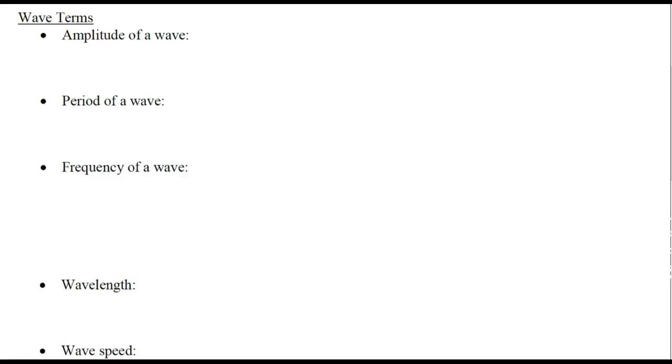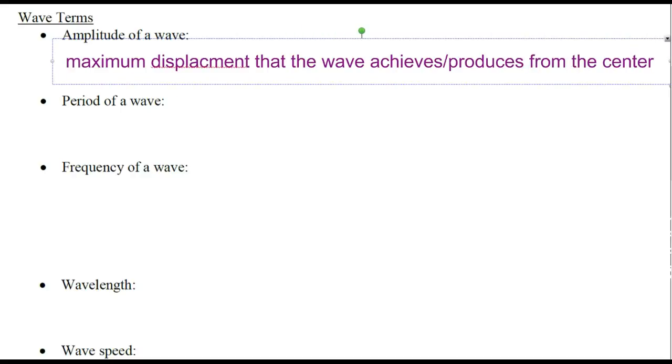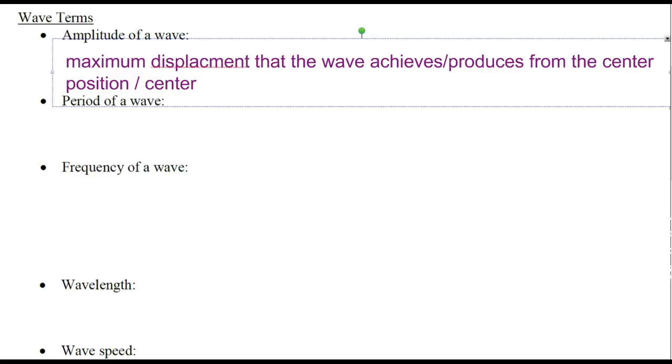Okay, so a couple pages ahead in your notes, we're going to take a moment to define some common wave terms that you'll be dealing with. The amplitude of a wave is the maximum displacement that the wave achieves or produces from the center position, or the center line, if you'd like to call it that.